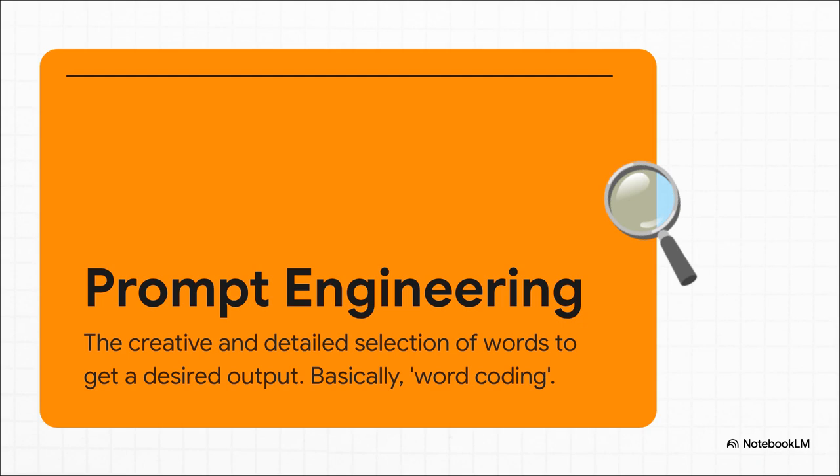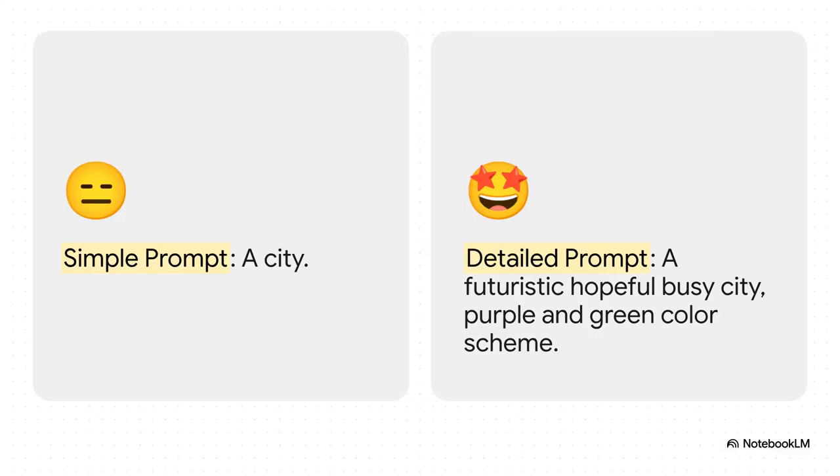I love this idea of word coding. That's a great way to think about it. The quality of your words, the detail you provide, directly shapes the quality of what the AI spits out. You can see the difference right here. A simple prompt, a city, gets you, well, a generic city. It's fine. But look at the detailed prompt. A futuristic, hopeful, busy city. Purple and green color scheme. Boom. Suddenly you get something that has a vibe, a style, something that's much closer to what you had in your head.